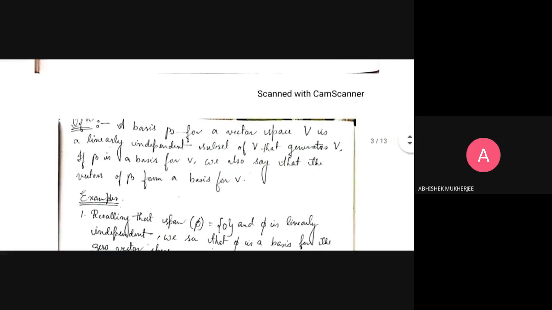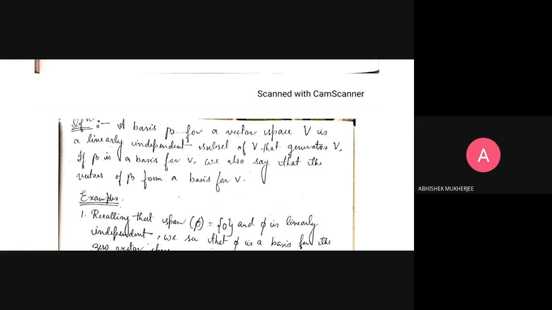So here is the definition: a basis beta for a vector space V is a linearly independent subset of V that generates V. So the question comes about when it is infinite dimensional. So am I correct? Yeah, question?